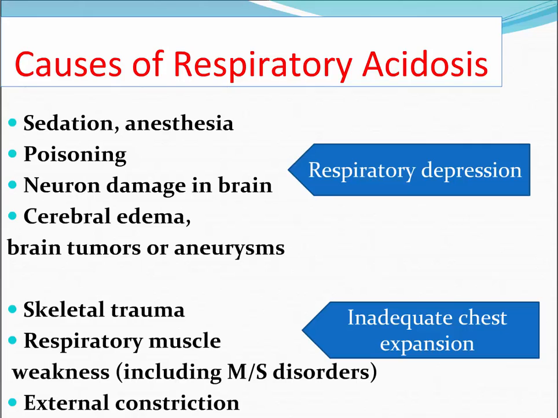inadequate chest expansion. For instance, if a person has skeletal trauma, and I think an example Iggy used was flail chest, where they actually can't expand their lungs adequately. Respiratory or muscle weakness can go in here too. This includes a lot of, say, musculoskeletal disorders or muscular dystrophy type disorders, where they actually can't expand their chest wall as effectively as possible. Any kind of external constriction, examples of that might include, say, a body cast or obesity even.